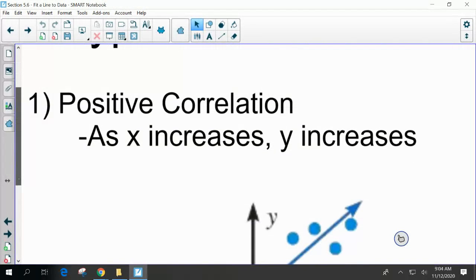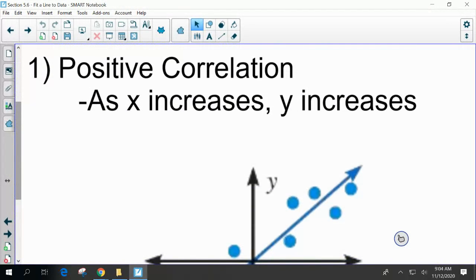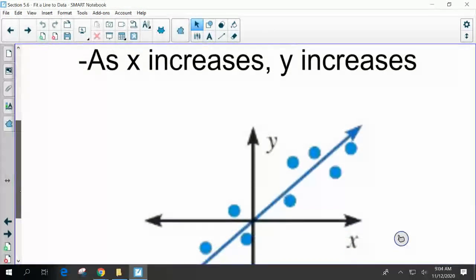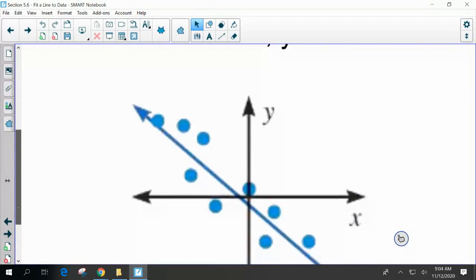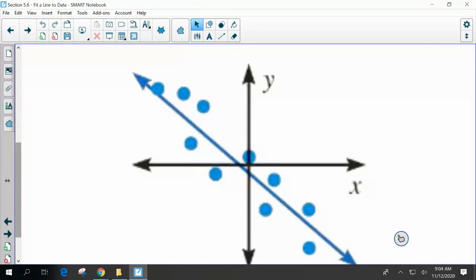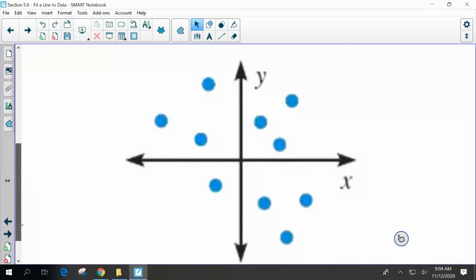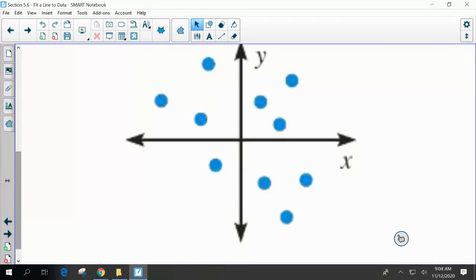There are three types of correlation. There is positive correlation, which looks like a positive slope. Essentially, correlation means slope. So positive correlation looks like a positive slope. Negative correlation looks like a negative slope. And then if we have no correlation, that's like when we have a total scatter plot, all of our data is scattered everywhere. That's no correlation.